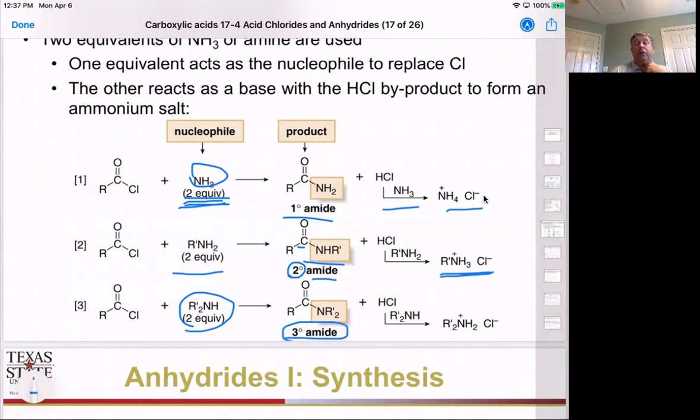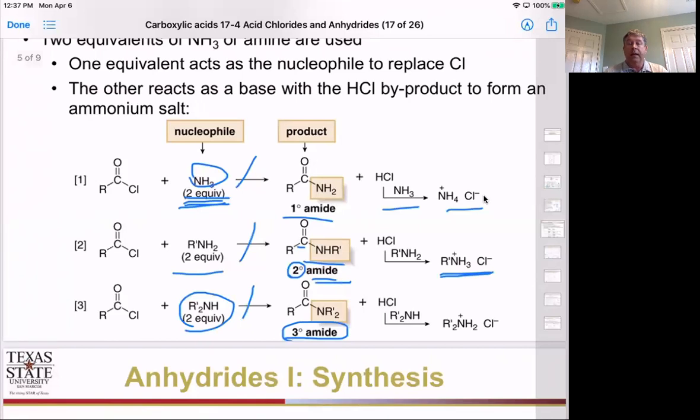Again, if we took a tertiary amine and reacted it with our acid chloride, nothing would happen. That's not nucleophilic enough to eliminate and produce the acid. So we would form some kind of salt or some other byproduct, but it would not form an amide. So we can do it with ammonia to form a primary amide, a primary amine to form a secondary amide, and a secondary amine to form a tertiary amide.